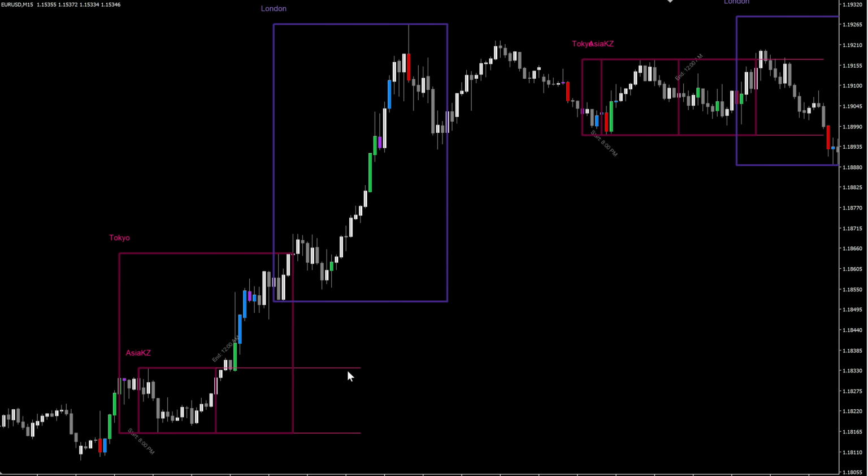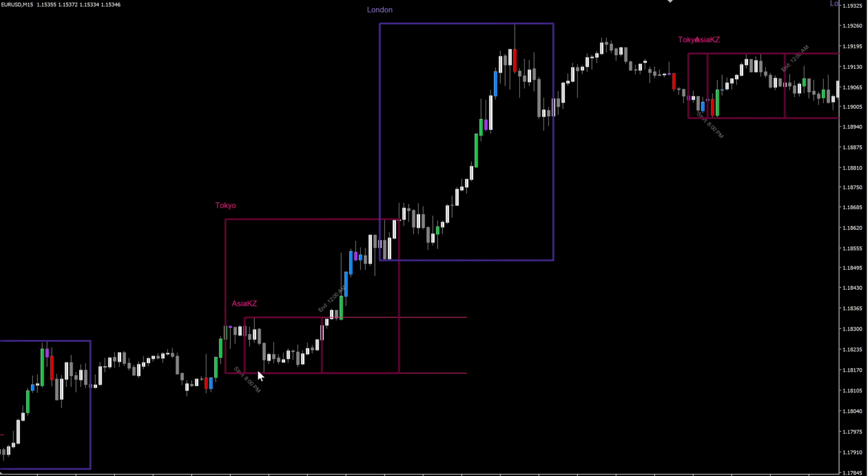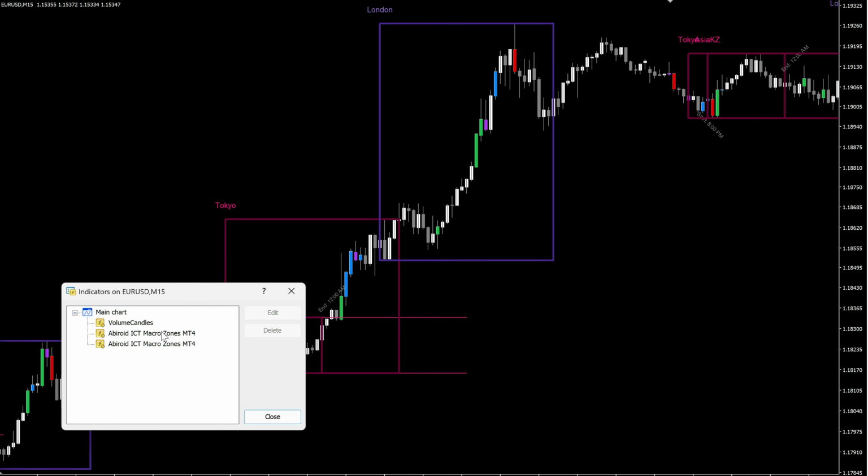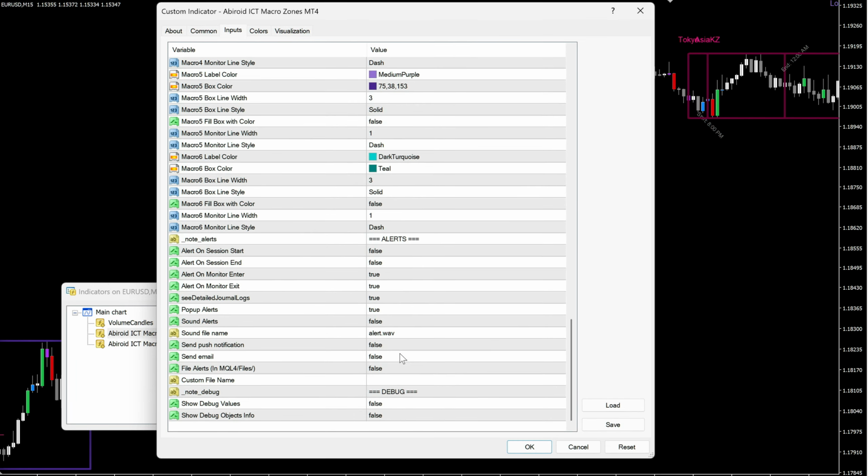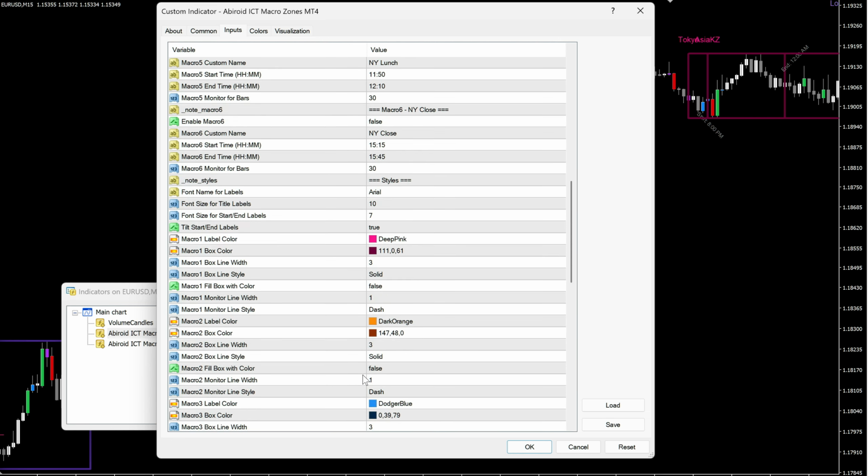And these extension lines, once that zone has fully completed, it will keep an eye on price, and if price enters this extension area or if price exits, you can set up the alerts for that. So if you have something like alert on monitor enter, alert on monitor exit. Now most of the time you will be interested in the exit if you are trading breakouts. So you can set this to false. And also sometimes you just want to be alerted when a particular session starts. So these are the alerts for that.